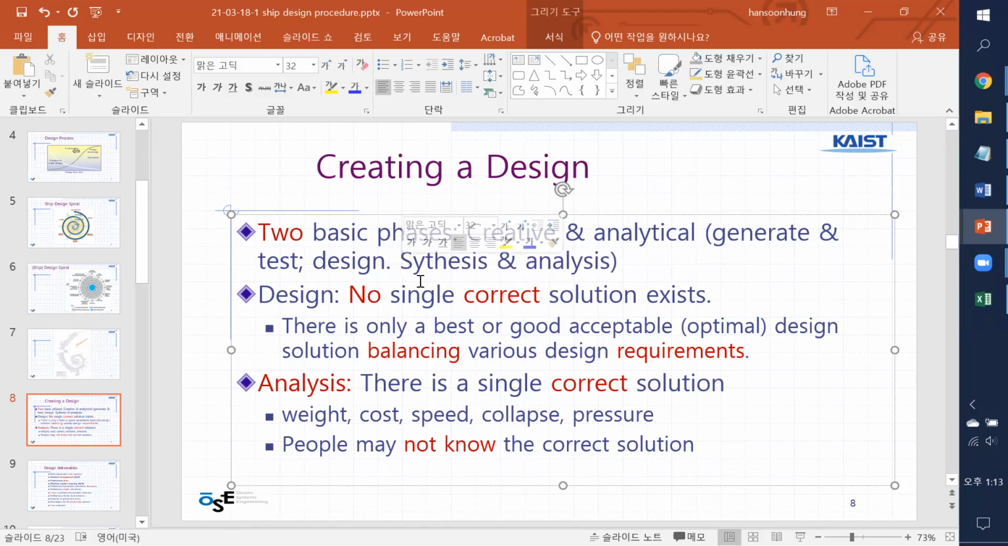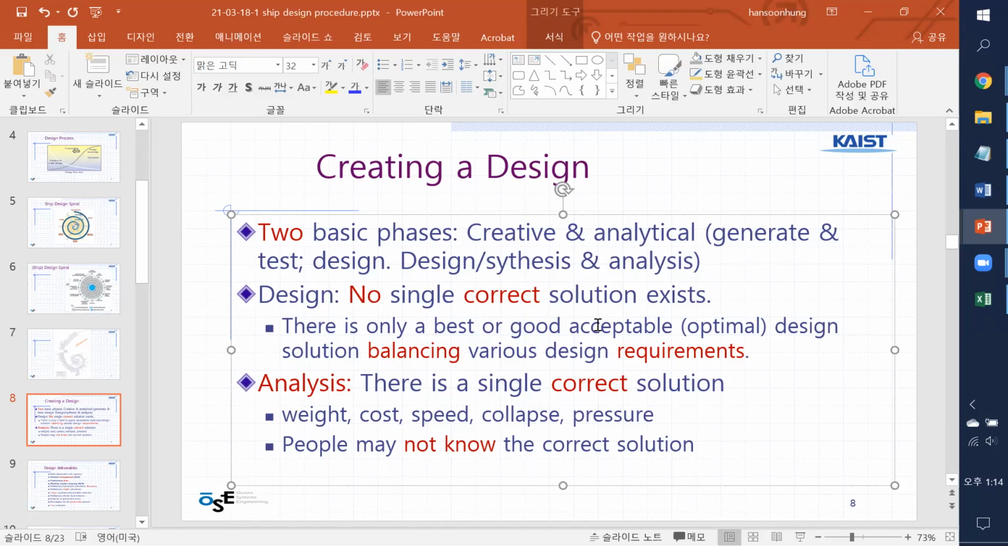Oh, design. Yeah, design is almost the same as synthesis, but another way. So synthesis is more comparable to analysis. So gathering, collecting, or integration. Integration is something like synthesis.